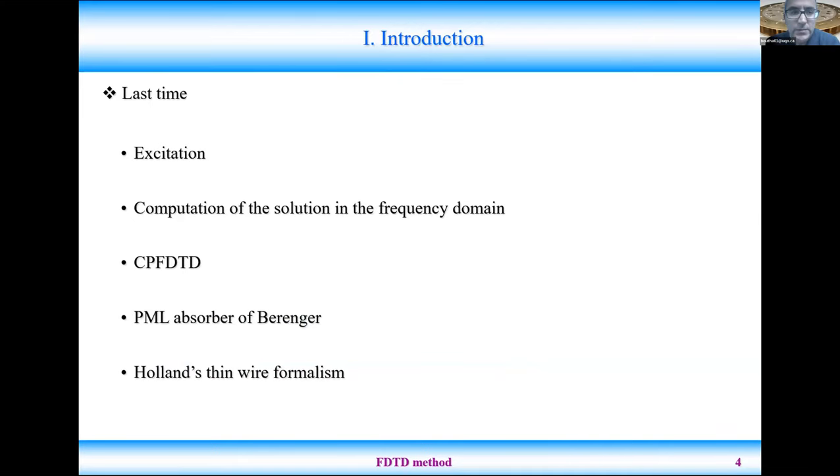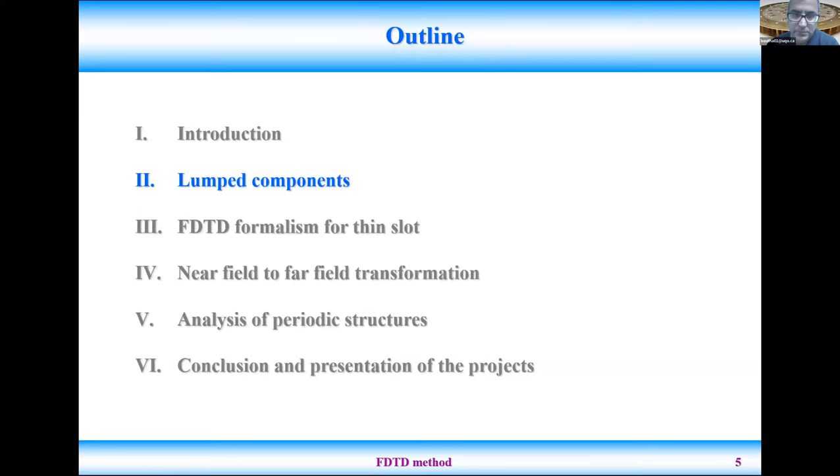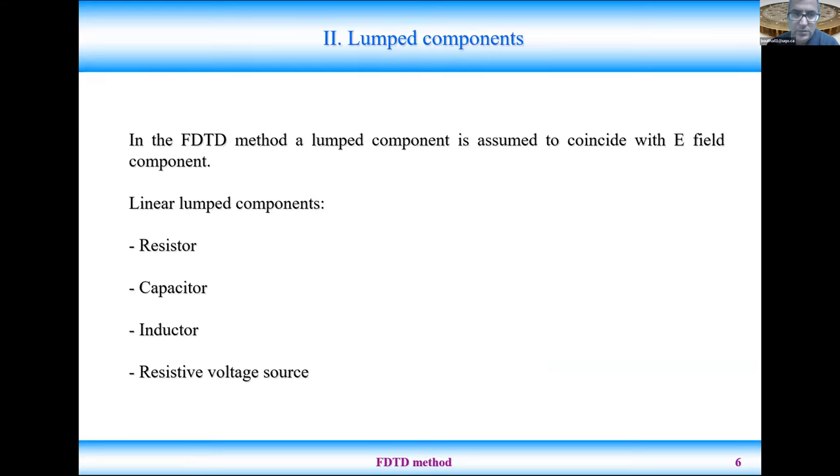So last time we saw how to do the excitation in FDTD, the computation of the solution in the frequency domain, the CP FDTD or contour paths FDTD, the PML absorber of Berenger, and Holland thin wire formalism. So now we will see the lumped components. In the FDTD method, a lumped component is assumed to coincide with an electric field component. The linear lumped components that we will consider are these ones: the resistor, the capacitor, the inductor, or the resistive voltage source.